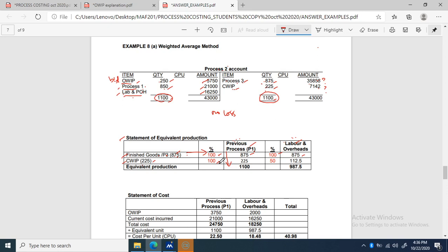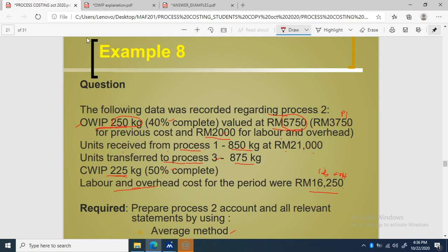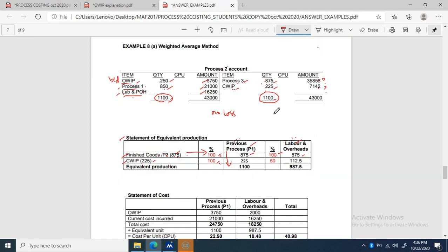So even though the question does not give you the percentage, you have to remember: finished goods, the horizontal, should be 100%, 100% here, 100% here. Previous process, the vertical, should be 100%, 100% here, 100% here. How about CWIP for labor and overhead? How many percent? Refer to the question. It is 50% complete, so labor and overhead is 50%.